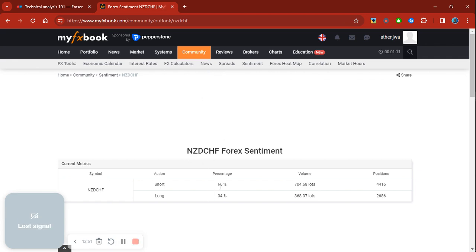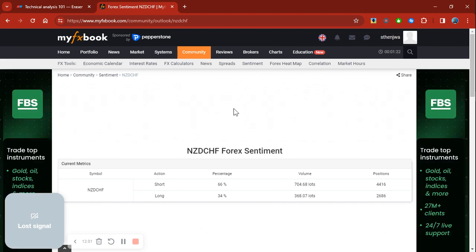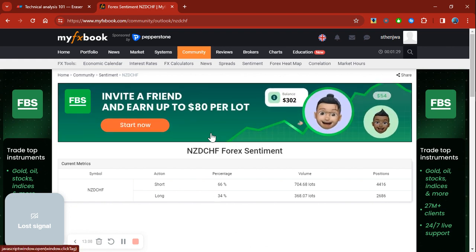As you can see, NZD CHF 66% are actually selling, and price is pushing higher. So this also gives me confidence that the position should push higher in my favor, right? If the tables were turned, like NZD JPY, then there is no need for me to expect price to move.